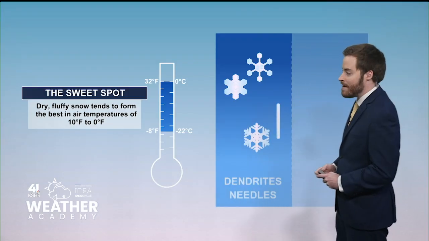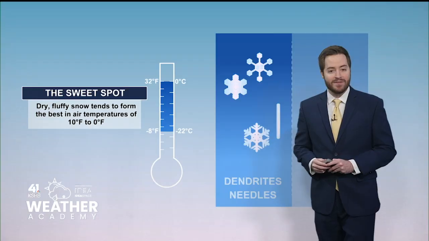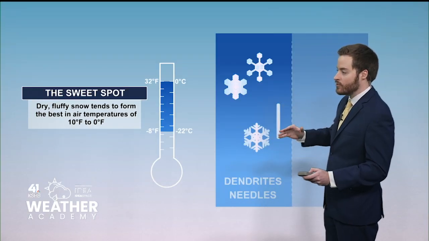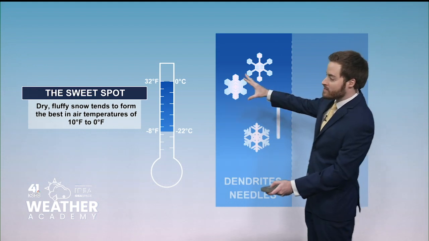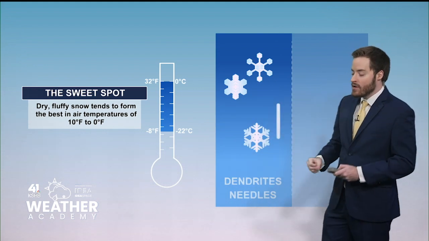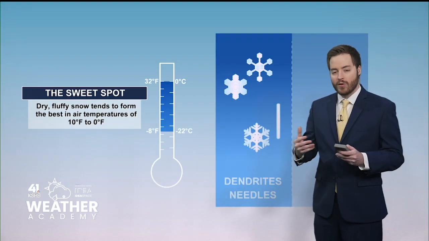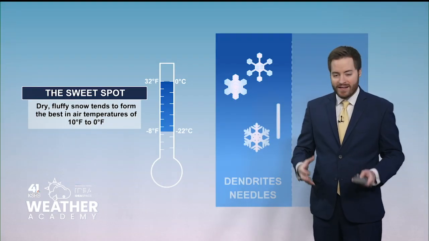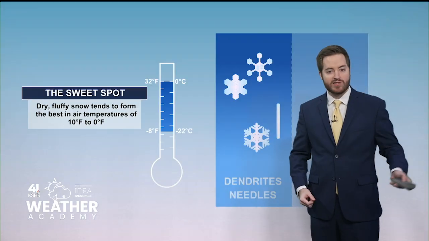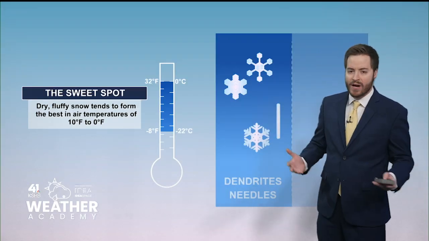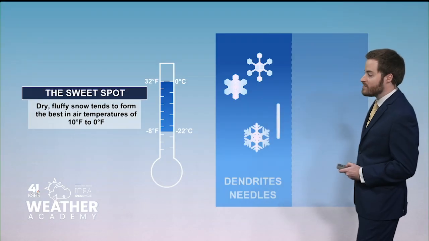So how do you get that? We gotta shoot for the sweet spot in the clouds. Ideally, we're looking for temperatures in the clouds of 10 degrees to 0 degrees for these dendrites to form, the classic snowflake shape. Those are dry and fluffy snowflakes. Wetter snow forms closer to the freezing mark. Wet snow is great. It can pack up. You can throw snowballs. You can make snowmen, but it doesn't lead to big snow depths, at least not usually. It's not dry and fluffy. Dry and fluffy snow gets you the best.